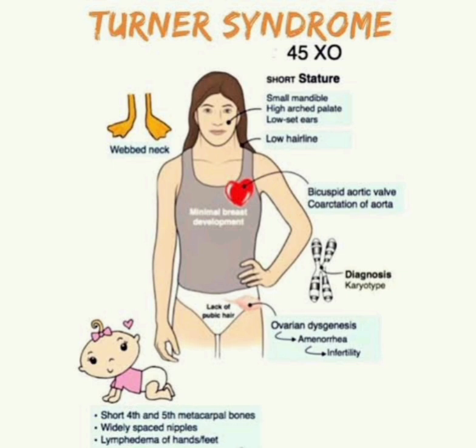Endocrine problems in Turner syndrome: short stature, delayed puberty, hypothyroidism and type 2 diabetes mellitus. Treatment we are giving growth hormone and estrogen. Okay. So presentation is like that.